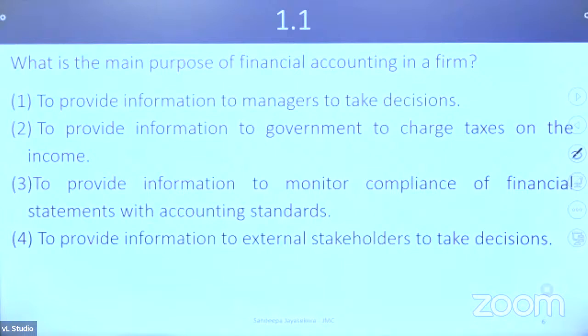Please send whatever questions you have to the name held as Sandeepa, right? So that I can see. Yeah. Right. Okay. Right. So we are going to start the paper.